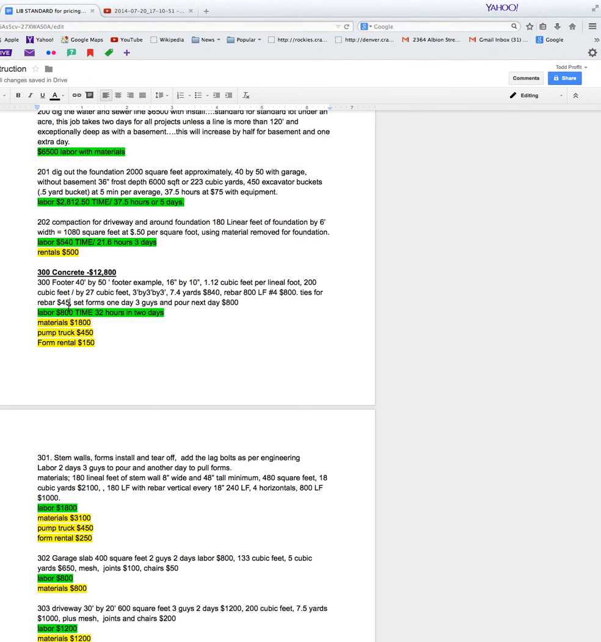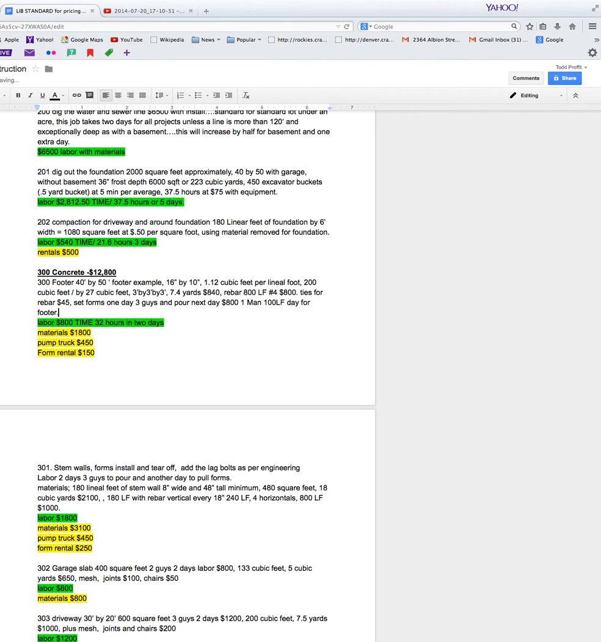And then you have a guy setting forms right in back of them, and a guy setting forms can easily set, like I said, one man, 100 lineal feet a day for footer. Okay, so that right there is 200 linear feet. That's two guys, 2 days with the pour.